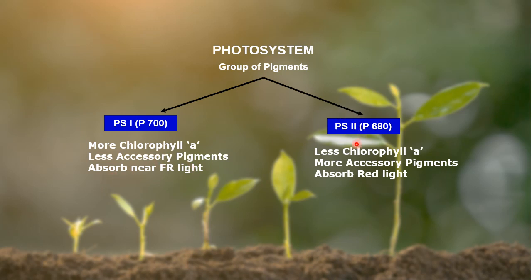PS1 has more chlorophyll A and fewer accessory pigments. It absorbs light in the far red region. PS2 has less chlorophyll A and more accessory pigments. It absorbs light in the red region.